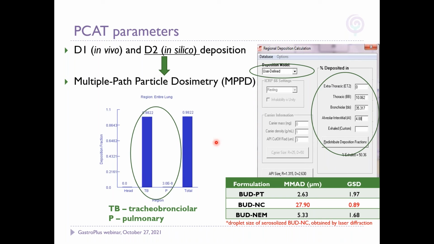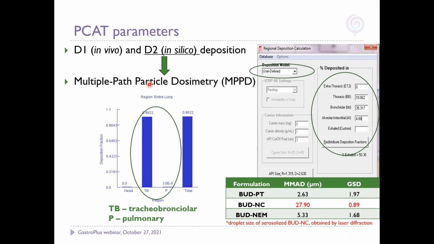The problem with obtaining D2 deposition data is that the PCAT model does not offer the option to estimate regional drug deposition in rat respiratory tract, so we used ARA software, the multiple path particle dosimetry model, for this purpose.